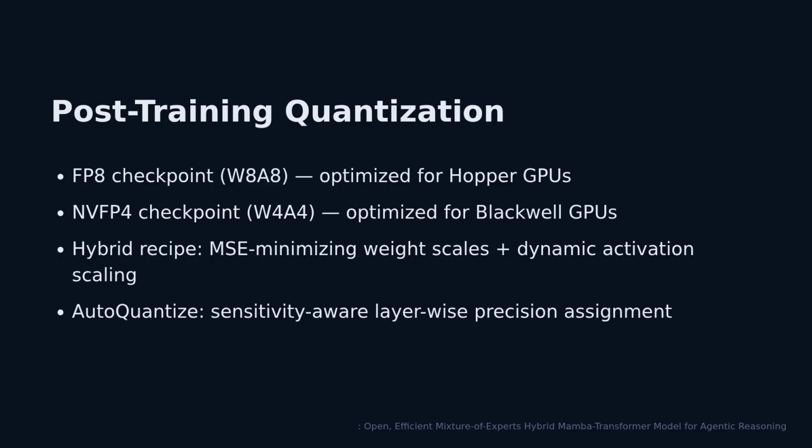Post-training quantization produces two checkpoints, an FP8 version for Hopper GPUs and an NVFP4 version for Blackwell GPUs. The NVFP4 checkpoint uses a hybrid recipe: weight scales chosen to minimize quantization error, dynamic activation scaling at runtime, and an auto-quantized search that selectively promotes sensitive layers to higher precision, all while preserving the throughput advantages of 4-bit weights.